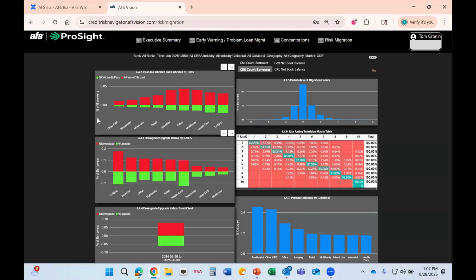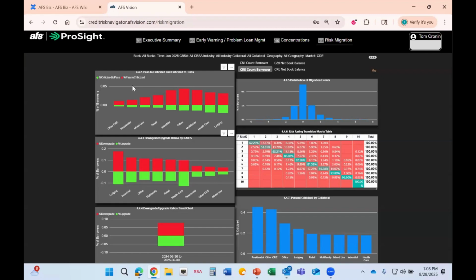And we're going to look at it from a macro standpoint first, and then we'll examine a couple of individual property types. And I want to start back on the upper left on the pass to criticize and criticize to pass chart. And a couple of just observations. So every property type has a larger percent of pass to crit, the red, than the criticize to pass. Now, residential looks like it's close. It looks like it's showing 1-to-1, but actually that's just due to rounding. There's actually more pass to criticize.